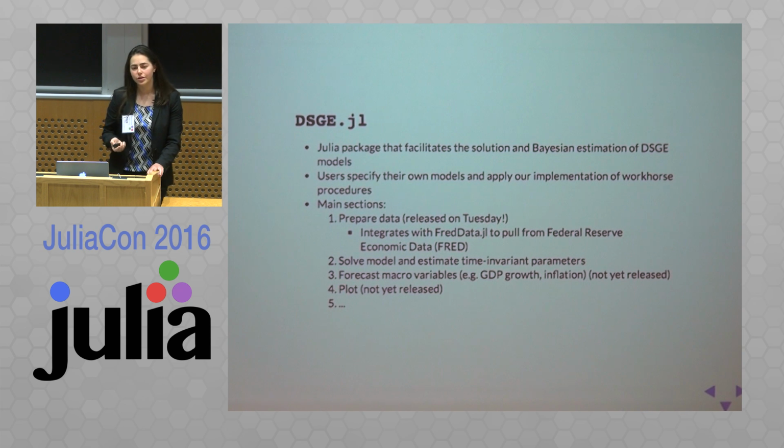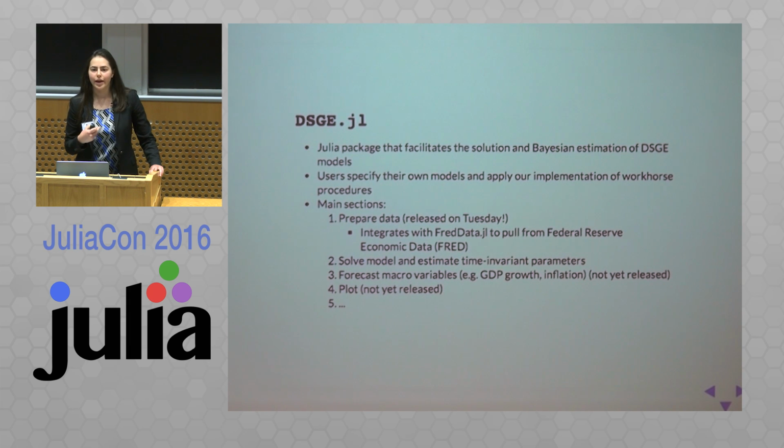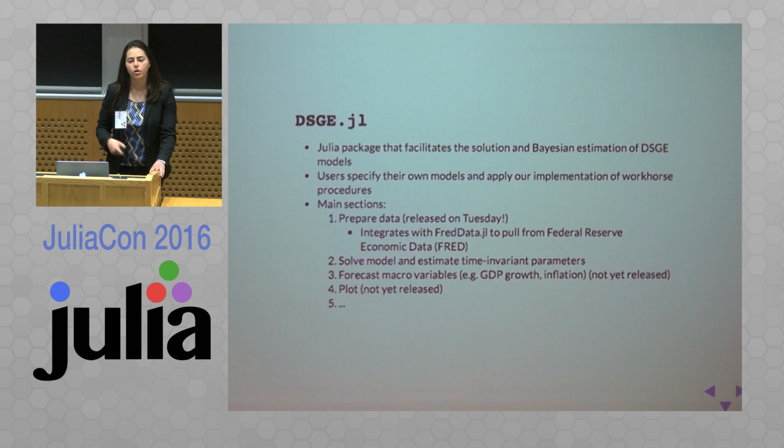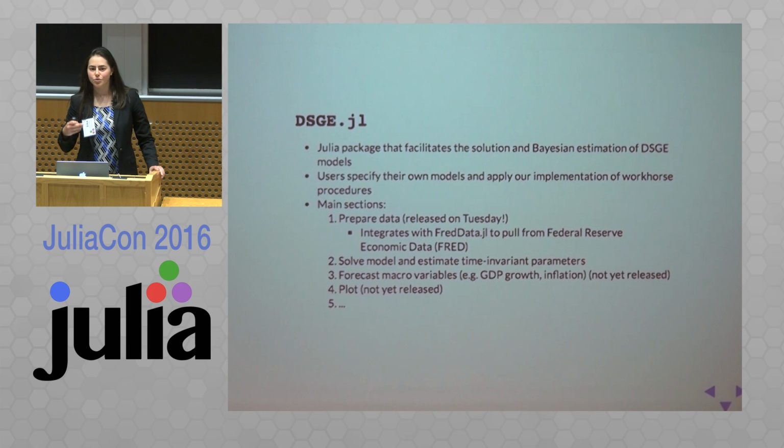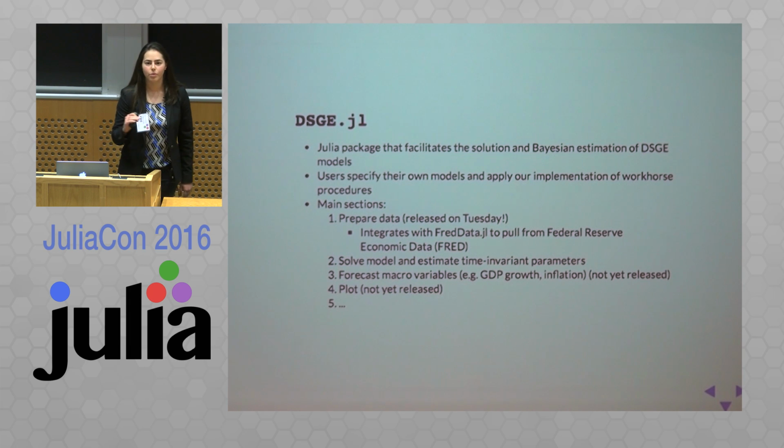So there are 4 main sections. The first section is data preparation. So you need to feed some data into your DSGE model, and you might not get it in exactly the right kind of transformation that you want to be able to put it into your model. So we have a step that involves pulling data using FredData.jl, which was written by my colleague Micah Smith. You can pull the data directly in Julia natively from FRED and then transform it appropriately for input into your model.